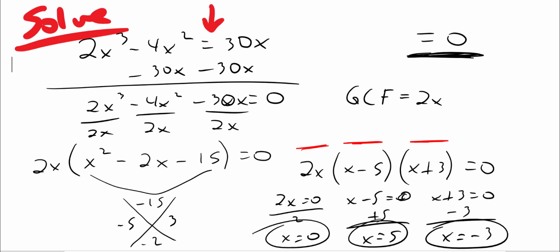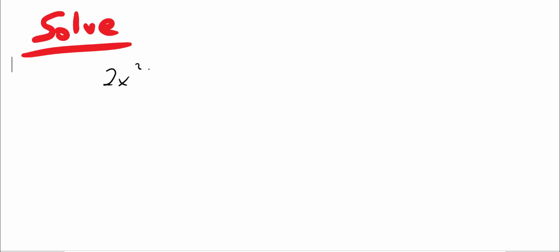Let's try a couple more, because you've got to practice this stuff, guys. It's super important to practice this. So let's do another solve. We'll do 2x squared plus 6x equals 20.